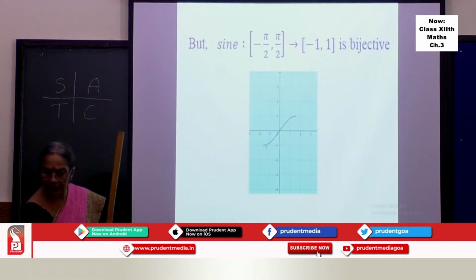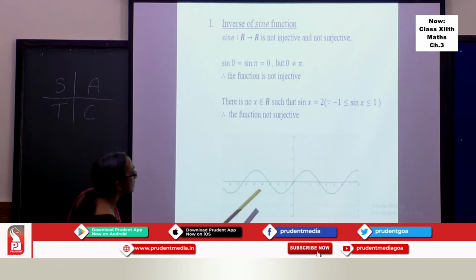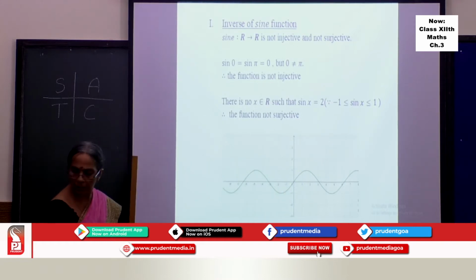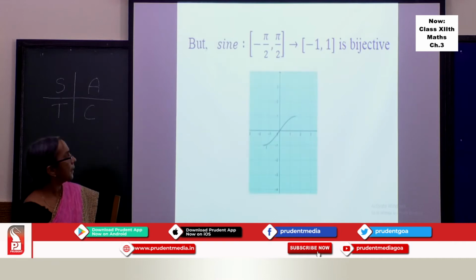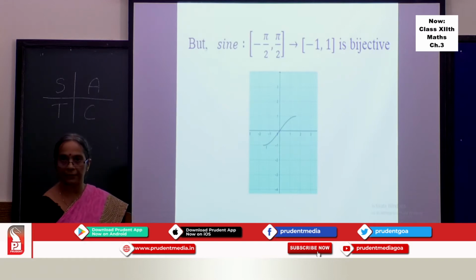And the previous, it is a part of the previous graph. I will show you the previous graph. It is here from minus pi by 2 to plus pi by 2, this graph. This graph is a portion of the previous graph. Okay. Now, we can define the inverse of the sine function.